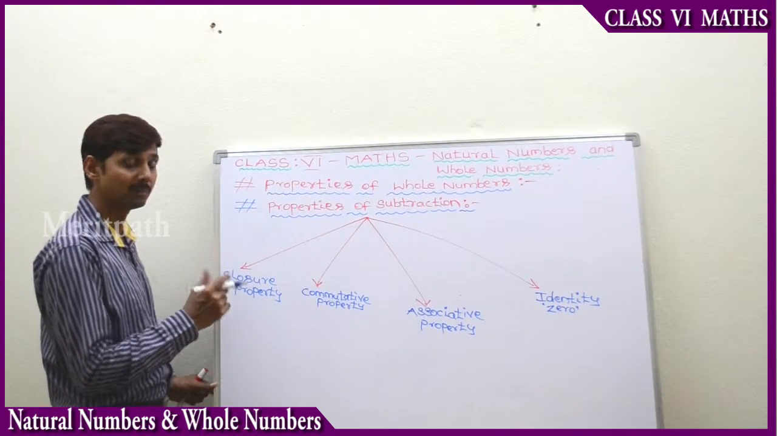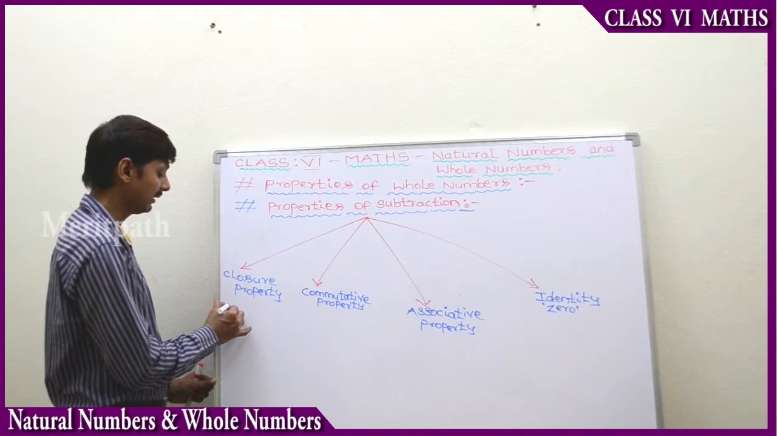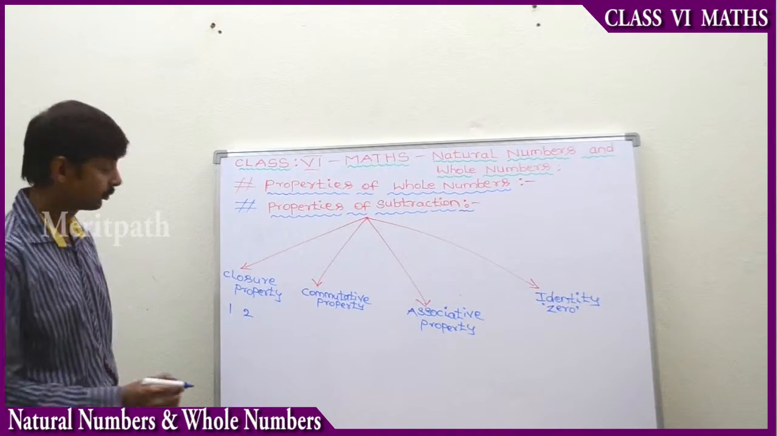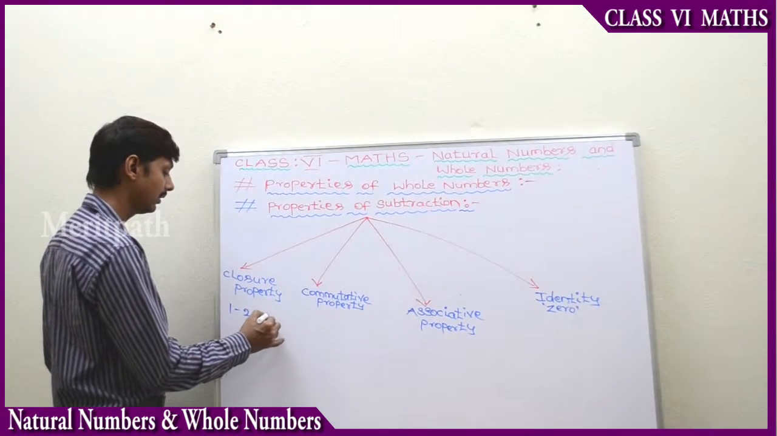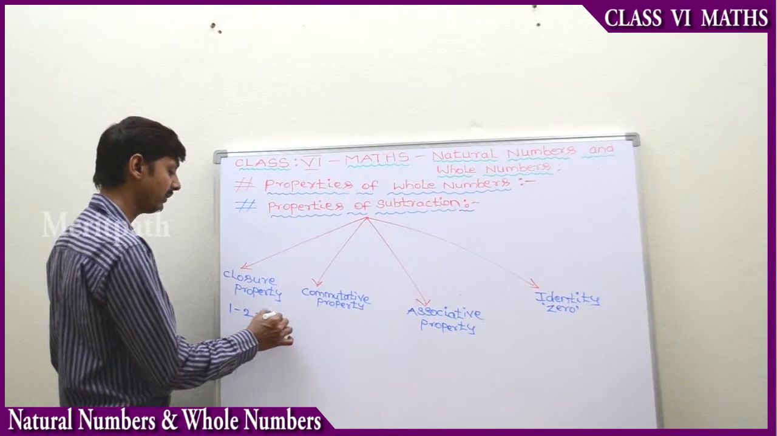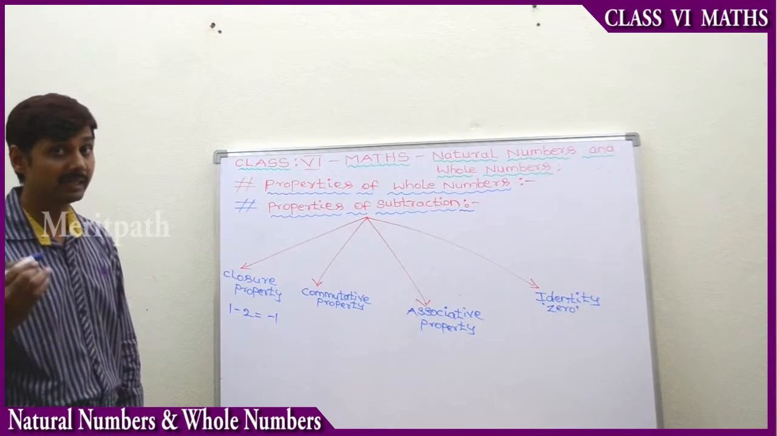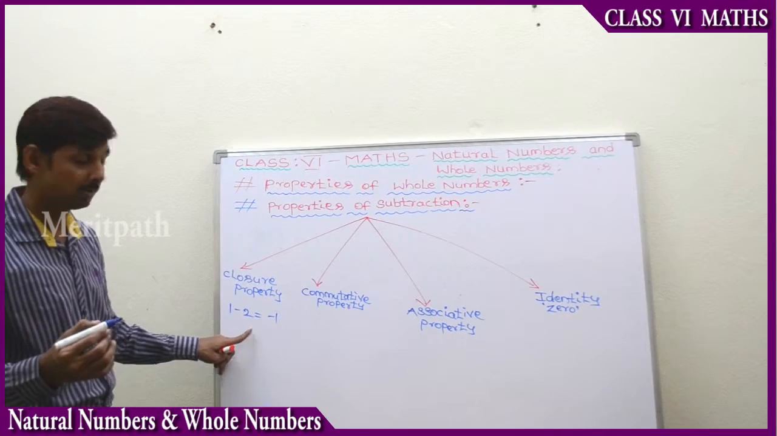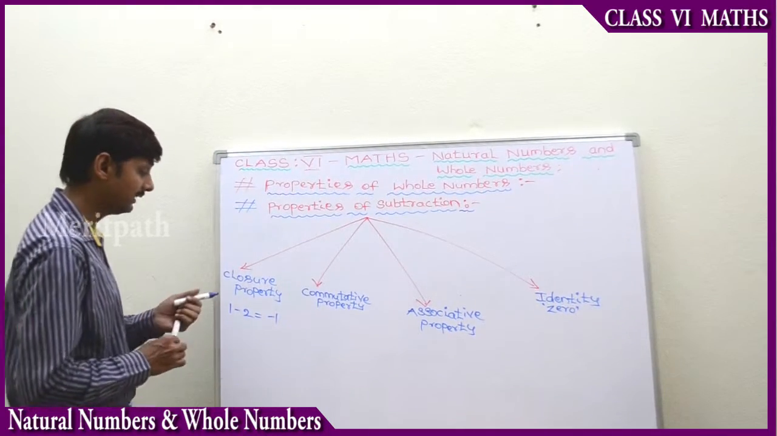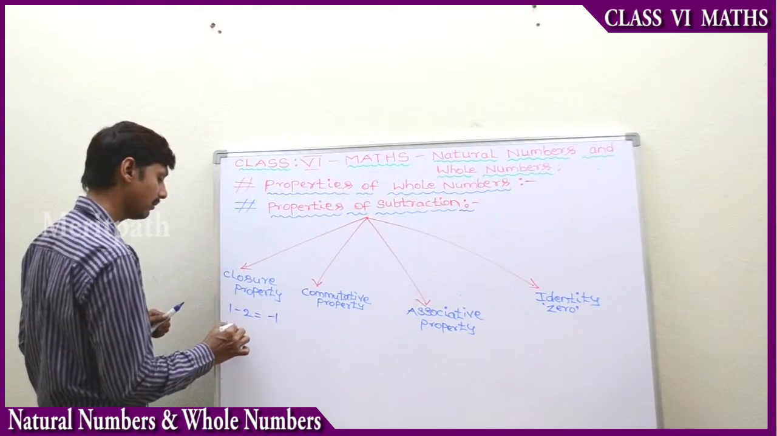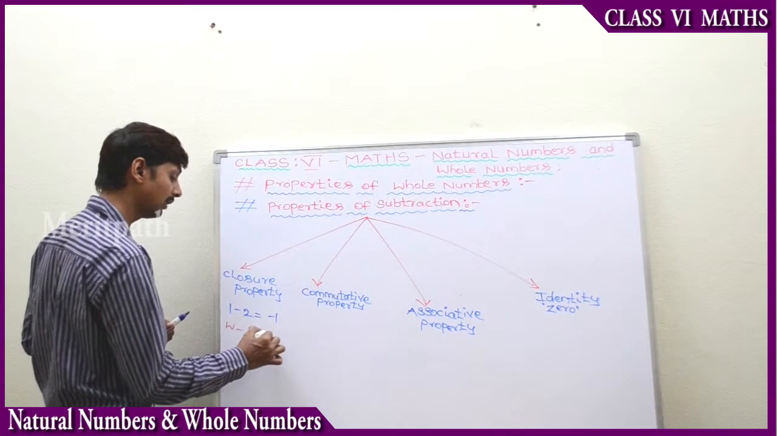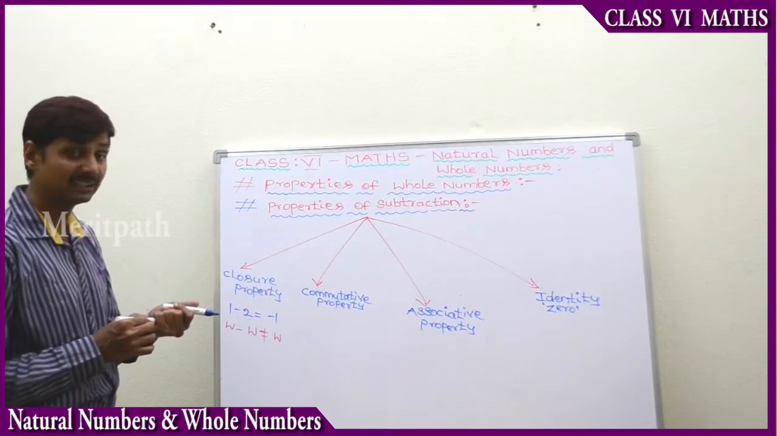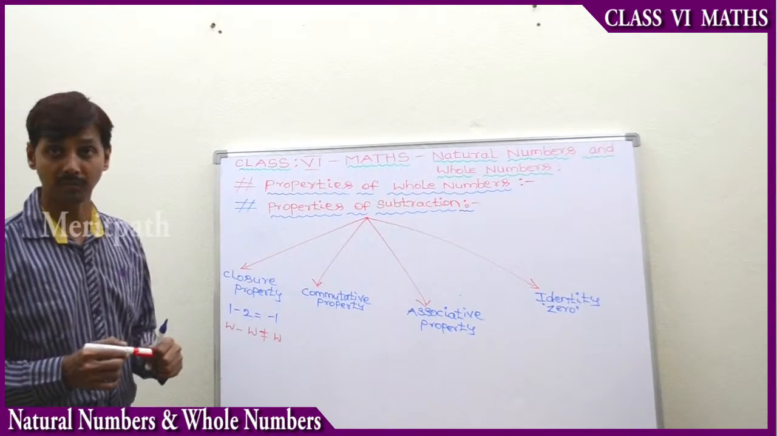Take any two whole numbers, for example, 1 and 2, and let us do subtraction of these two whole numbers. So 1 minus 2 is minus 1. Previously in addition, we got whole number plus whole number, and we got the same whole number. But in this case, whole number minus whole number, we did not get a whole number. So that's the reason the closure property of subtraction is not applicable for whole numbers.